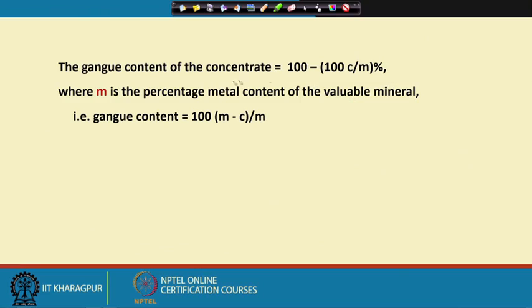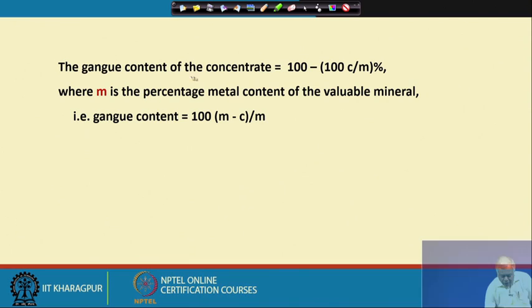So, this formula will help us know the gangue content of the concentrate, that is 100 minus 100 small c by m percentage. When c is equal to m, this becomes 100 minus 100, so the gangue content becomes 0. If we rearrange it, we can write the gangue content is equal to 100 times m minus c divided by m. Clear?